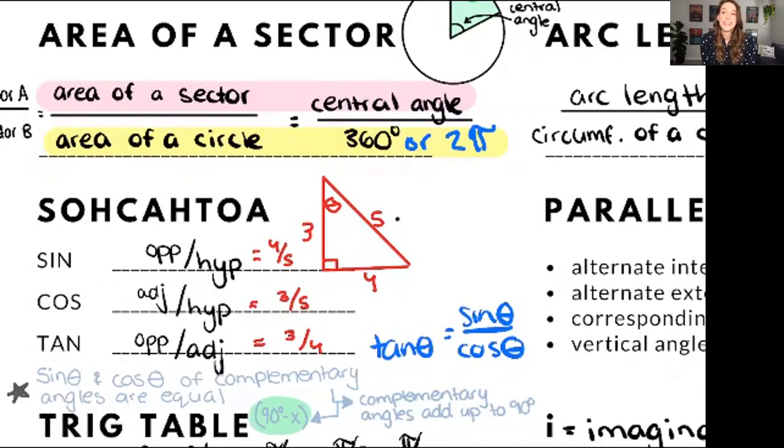I'm immediately thinking, ooh, that is a complementary angle. And then I'm remembering that sine and cosine of complementary angles are going to be equal. That means that sine of 10 degrees is going to equal cosine of 80 degrees. And you can try that out in your calculator and you'll see you'll get the exact same numbers. Or sine of 50 degrees is going to equal cosine of 40 degrees.